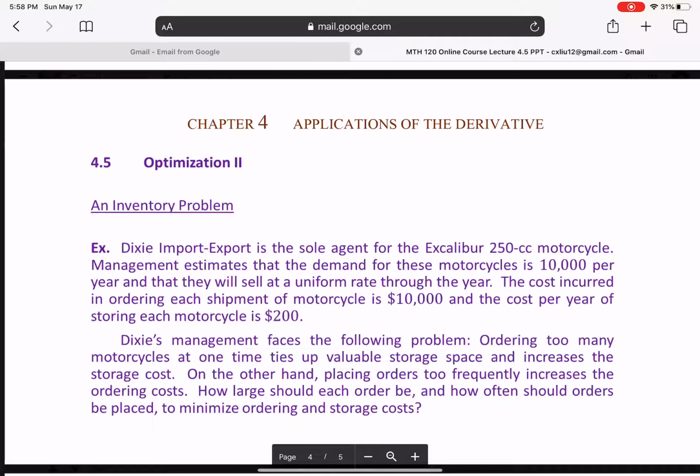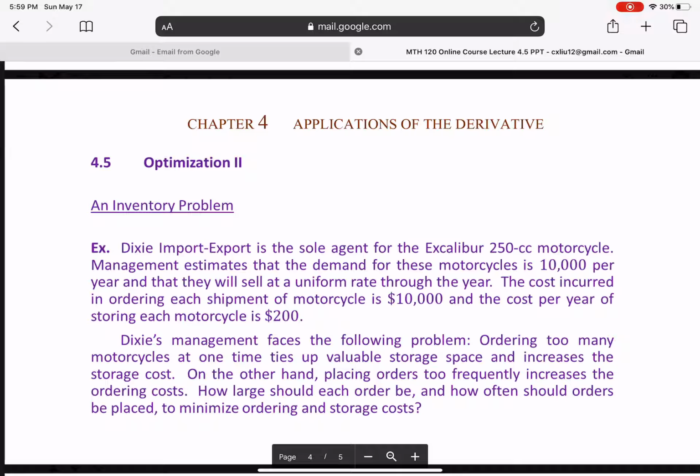Now let's do another problem, of minimizing the cost. This is the inventory problem. Dixie Import-Export is the sole agent for the Excalibur 250cc motorcycle. Management estimates that the demand for these motorcycles is 10,000 per year, and that they will sell at a uniform rate through the year. The cost incurred in ordering each shipment of motorcycles is $10,000, and the cost per year of storing each motorcycle is $200.